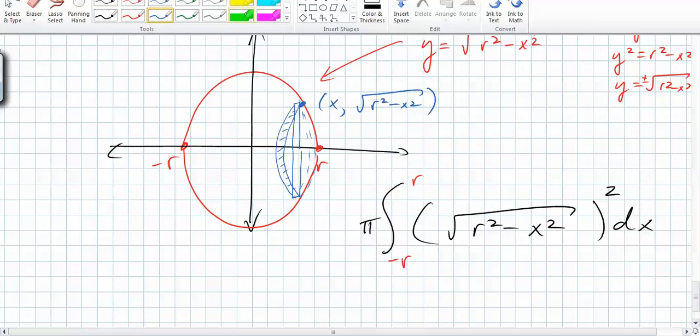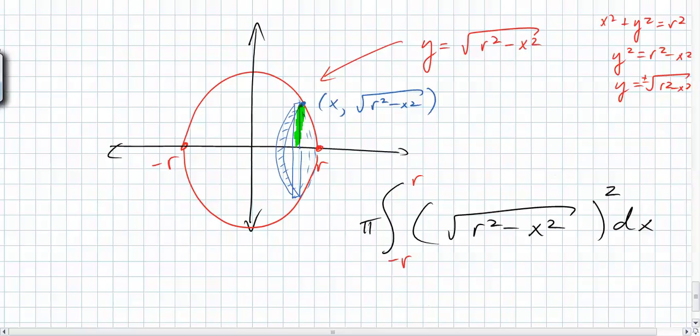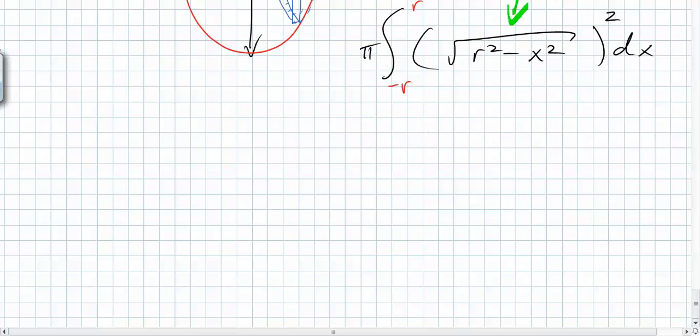So the radius is the distance from here to here. What is that green distance? That green distance is this right there. So that marches down right there, and why do you square it? The area of a circle is pi r squared. Now, what's the really nice thing? We're squaring a square root, so what happens? It cancels. So you're left with pi times the integral from negative r to r of r squared minus x squared dx.